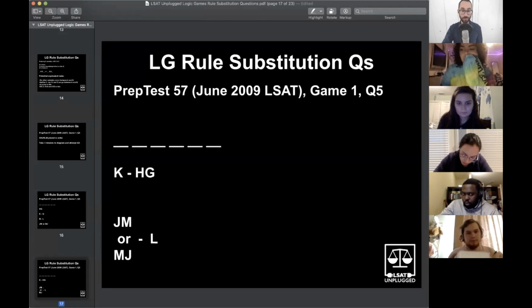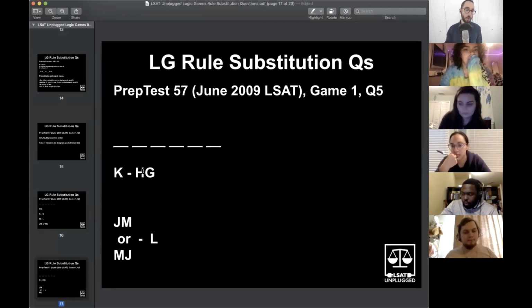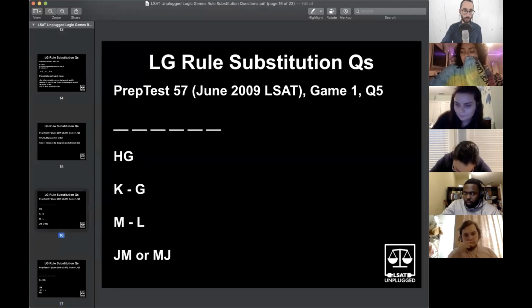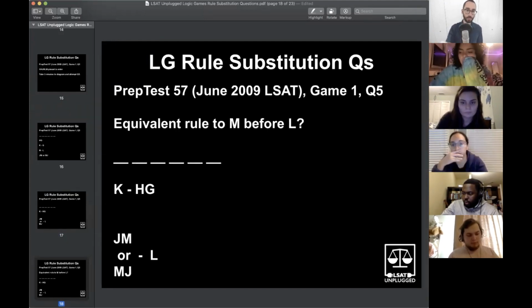Now, if we make some inferences, we can combine them, of course. K is before G, and we have an HG block. Therefore, K is before both H and G as a block: K before the HG block. We also had M before L, and J and M occurring consecutively in either order. So we can then say that the JM block or the MJ block, depending on which order it is, is before L. So, combining, making inferences, good stuff. Now they're asking us, what is an equivalent rule to M being before L?